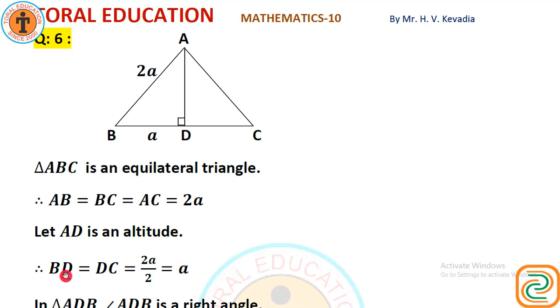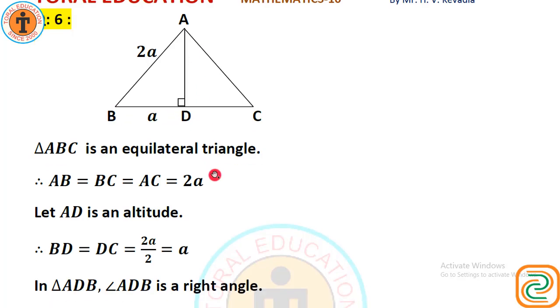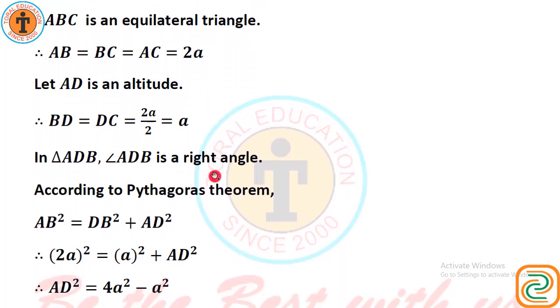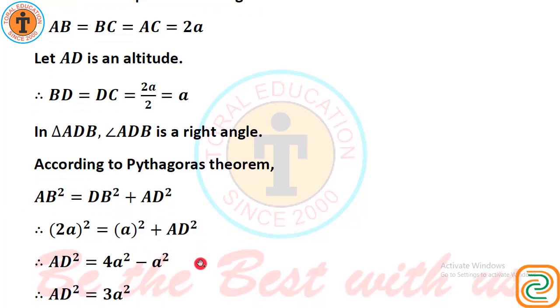Equals to A. Therefore, BD equals to A. Now take Pythagoras in the right angle triangle. AB square equals to BD square plus AD square. AB equals to 2A. This one is A and this is the altitude.